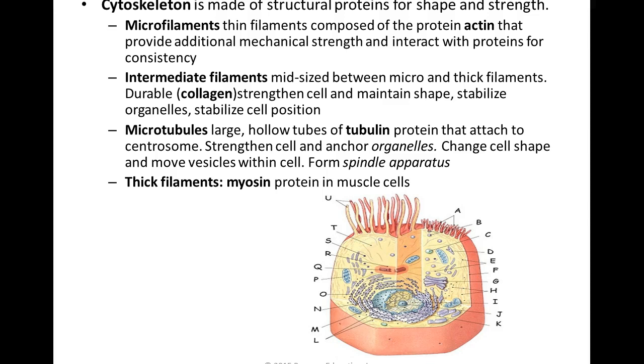They will eventually form the spindle apparatus that attaches to the individual chromosomes and pulls them to different poles when this cell is dividing. And then thick filaments, which are made of myosin, are found only in muscle cells. And again, thick filaments, thin filaments, myosin and actin get together to form the functional unit of a muscle cell.